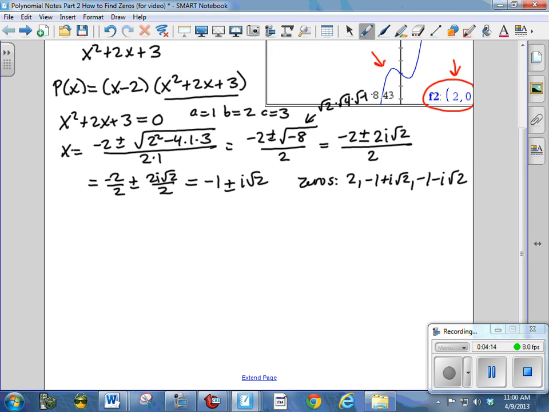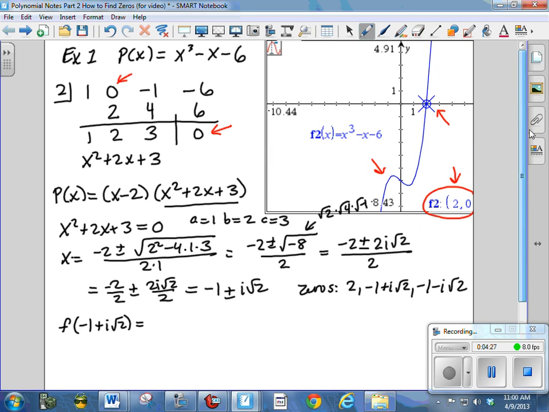Now I can double check to see if that number is a zero by plugging it into the original function. So if I do f of negative 1 plus i, the square root of 2, that means I would be plugging that in for x in the original function. And I guess it should say p of, because my original function was p of x. So p of negative 1 plus i, the square root of 2, cubed, sorry, not squared, cubed, half point for me, minus negative 1 plus i, the square root of 2, minus 6.